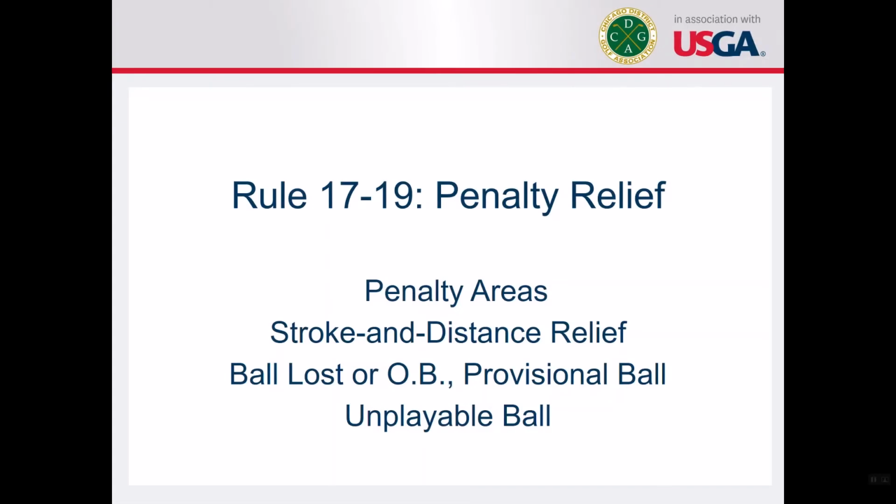In Section 4, we'll talk about penalty relief under Rules 17 through 19, and we'll look at taking relief from penalty areas, stroke and distance relief, lost ball, out of bounds, and provisional ball, as well as taking unplayable ball relief.